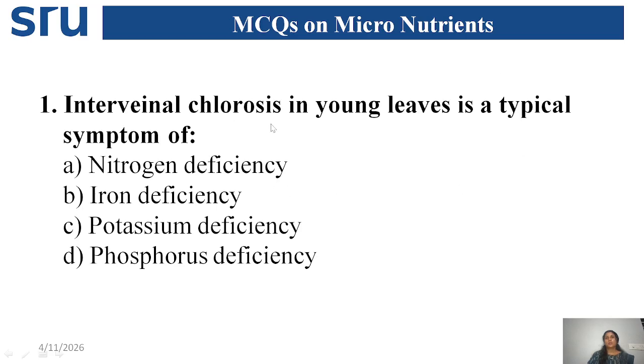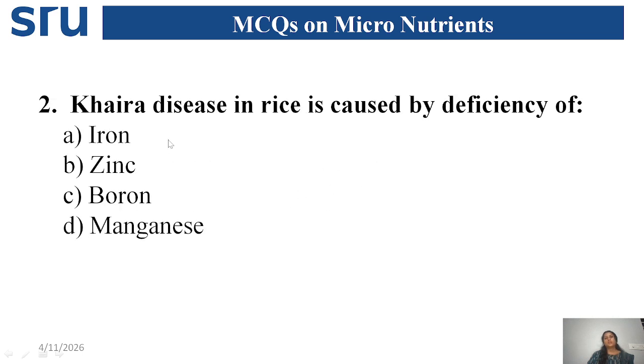Inward bending means that it is because of manganese. Interveinal chlorosis in younger leaves is because of iron deficiency. Next one is Khaira disease. This is a direct question. Khaira disease in rice is caused by the deficiency of zinc.